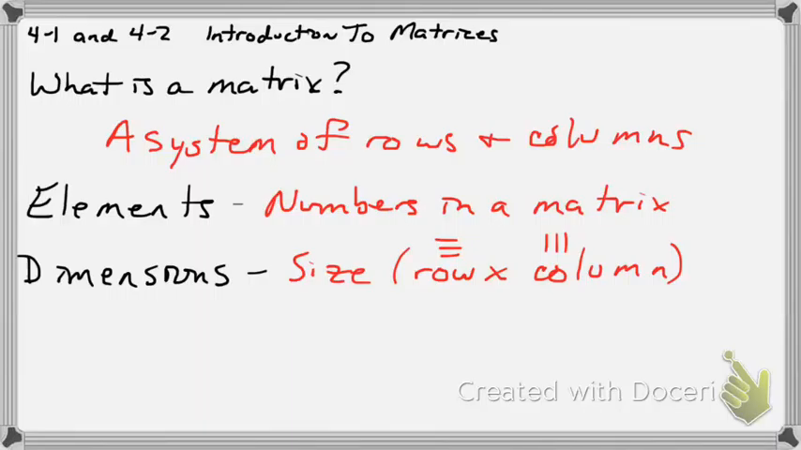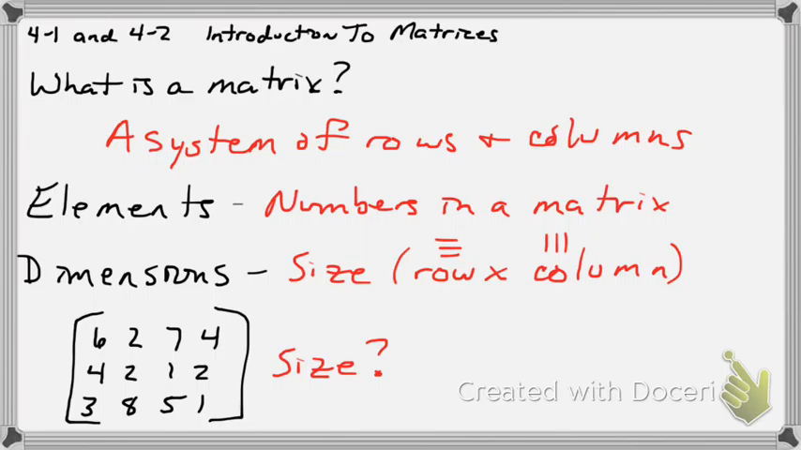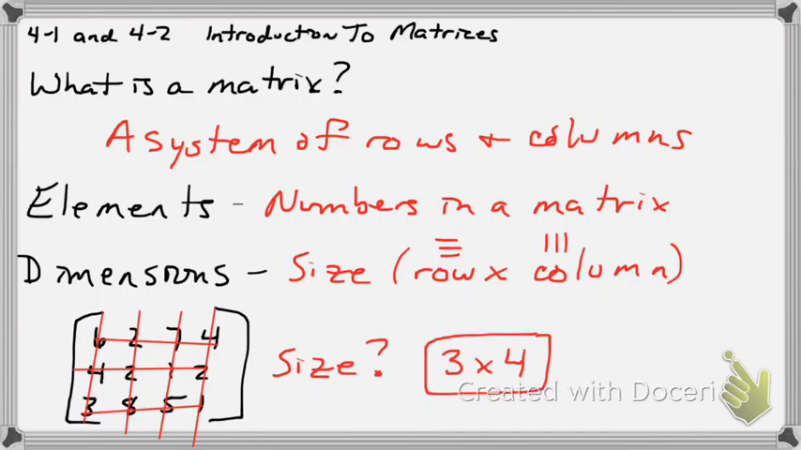The dimensions of a matrix, you go rows by columns. So you count the number of rows by the number of columns, and that's how you determine the size. So here's a matrix. Now that does not say 6,274. That says 6, 2, 7, 4 as separate numbers of the matrix. Okay, and so that matrix is 3 rows by 4 columns. So the dimensions of that matrix is 3 by 4. It's not 4 by 3. That would be wrong. It is 3 rows by 4 columns.